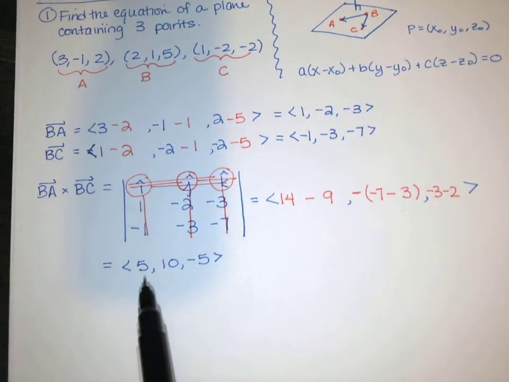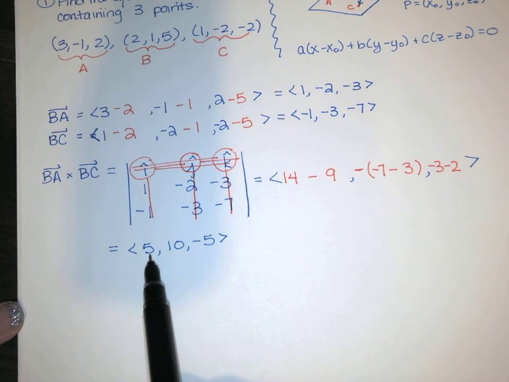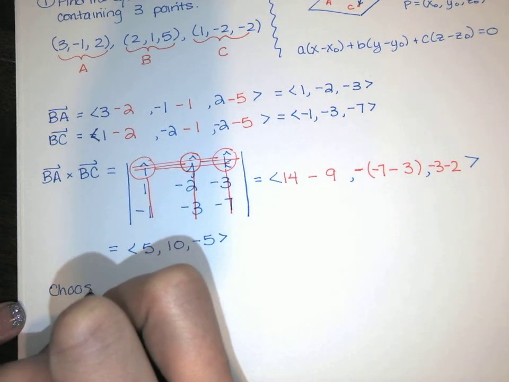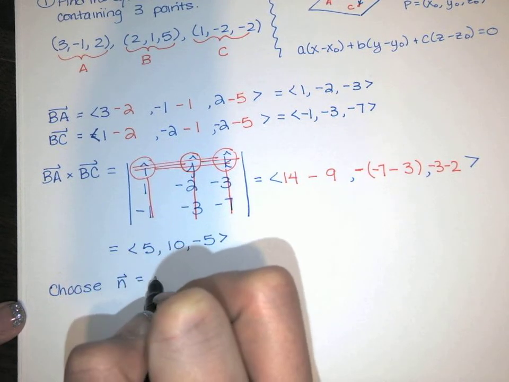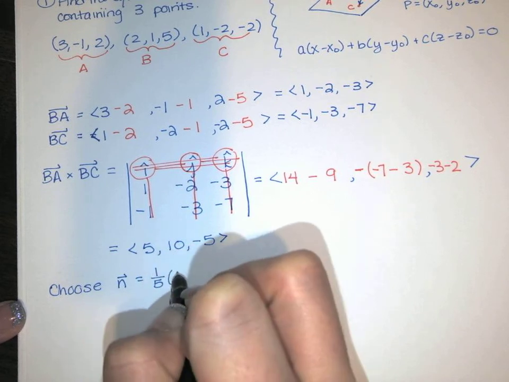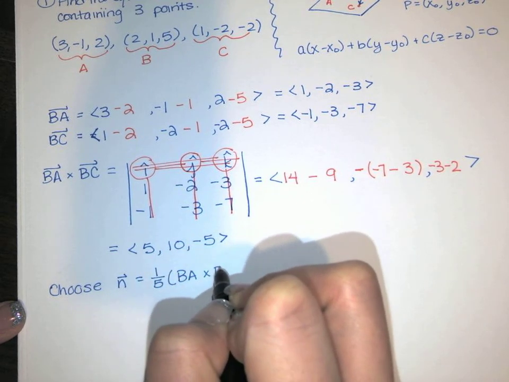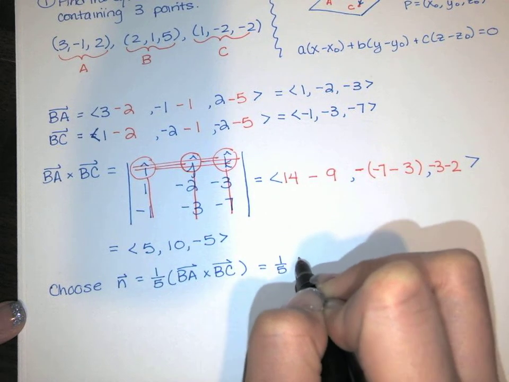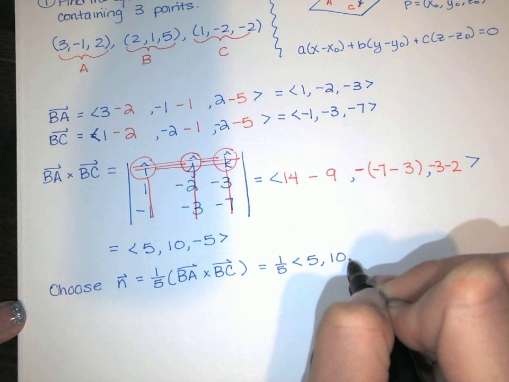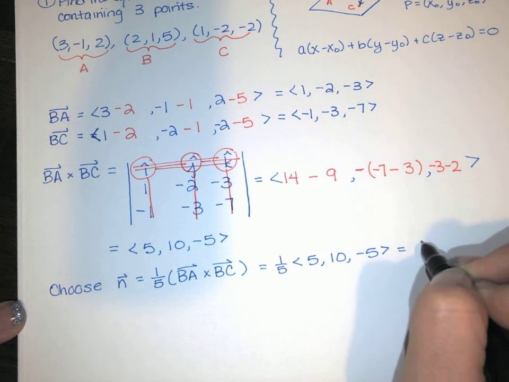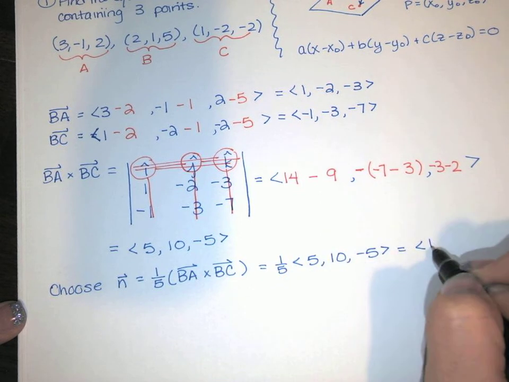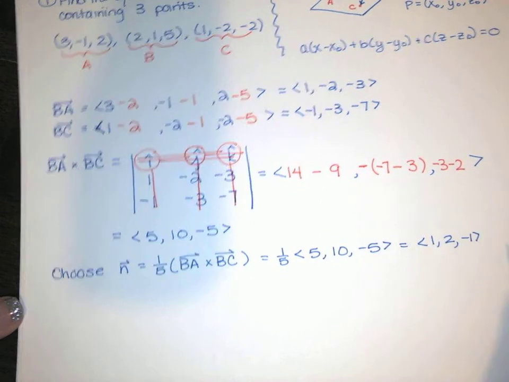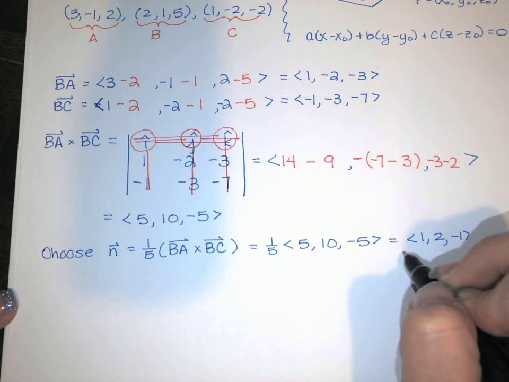Because I'd like that to be a +1 instead of a 5, I'm going to choose the normal vector that's 1/5 of that cross product. So 1/5 of this vector is this vector. 1/5 of 5 is 1, 1/5 of 10 is 2, 1/5 of -5 is -1. So that's our A, B, C.